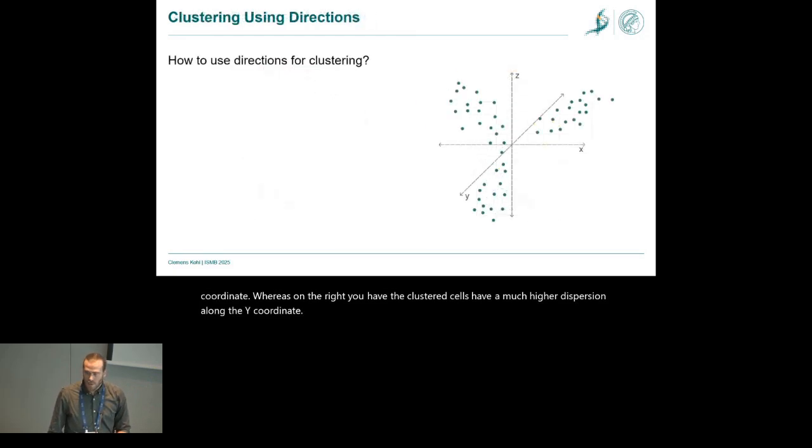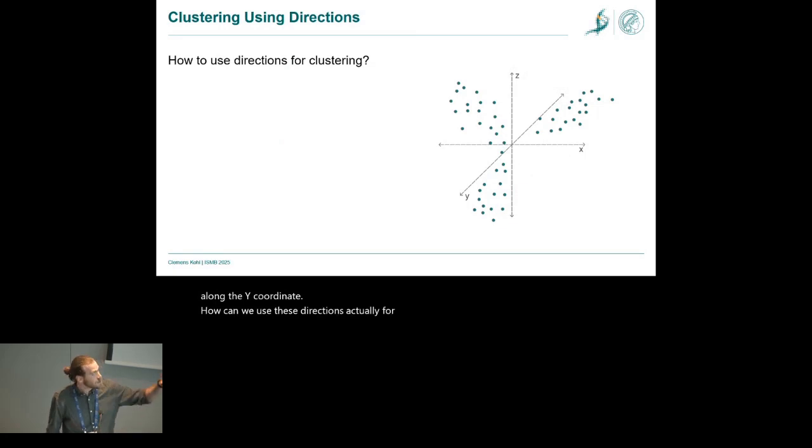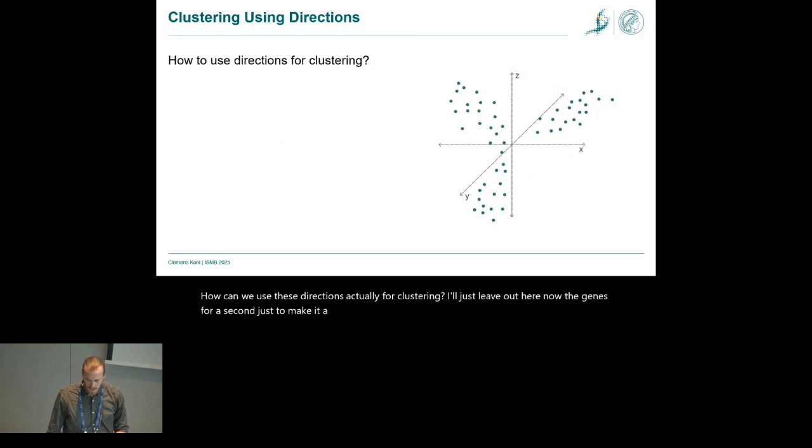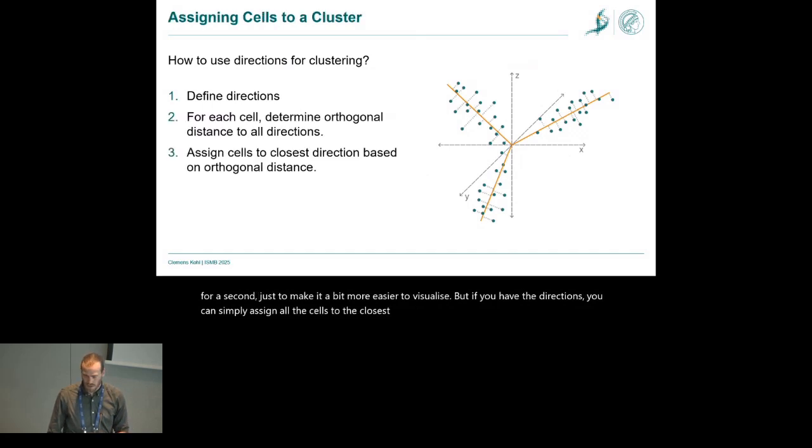Now, how can we use these directions actually for clustering? I'll just leave out the genes for a second, just to make it easier to visualize. But if you have the directions, you can simply assign all the cells to the closest direction based on the orthogonal distance. In practice, however, of course, we don't know these directions.